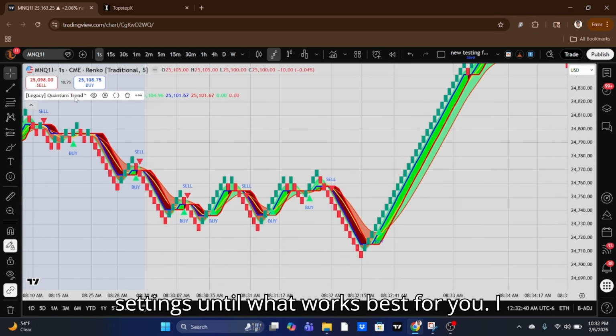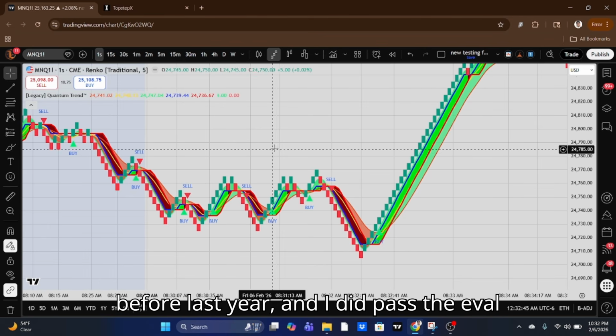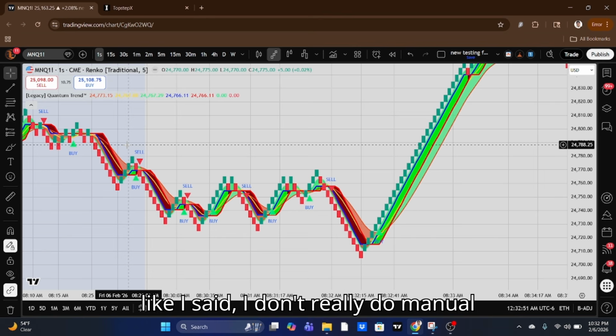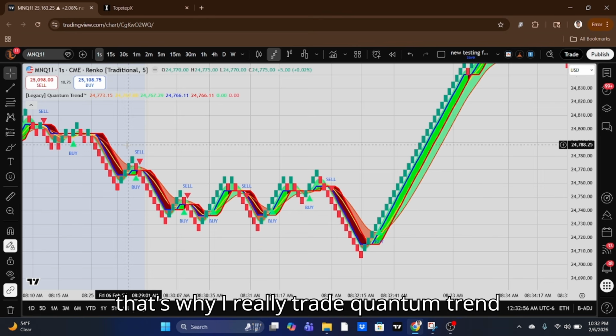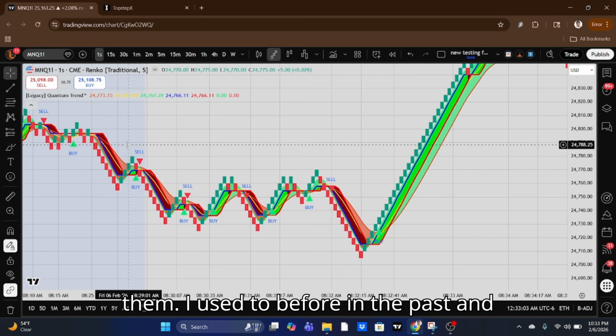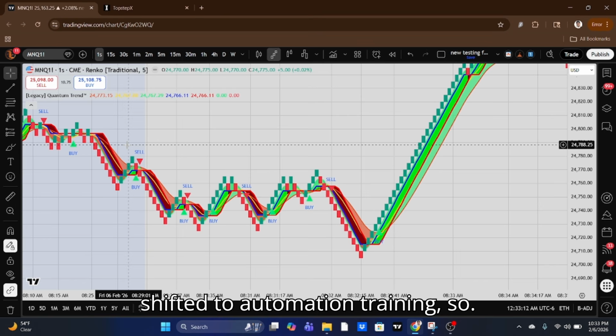I did actually trade the Quantum Trend as well as the Gravity Stratos manually before last year, and I did pass eval accounts basically using this method, but like I said, I don't really do manual trading anymore. I only do automation, so that's why I don't really trade Quantum Trend or the Gravity Stratos. But if you're a manual trader, you can absolutely trade them. I used to in the past, and I did pass eval accounts and got really good payouts from that with my other accounts. But that was before I shifted to automation trading.